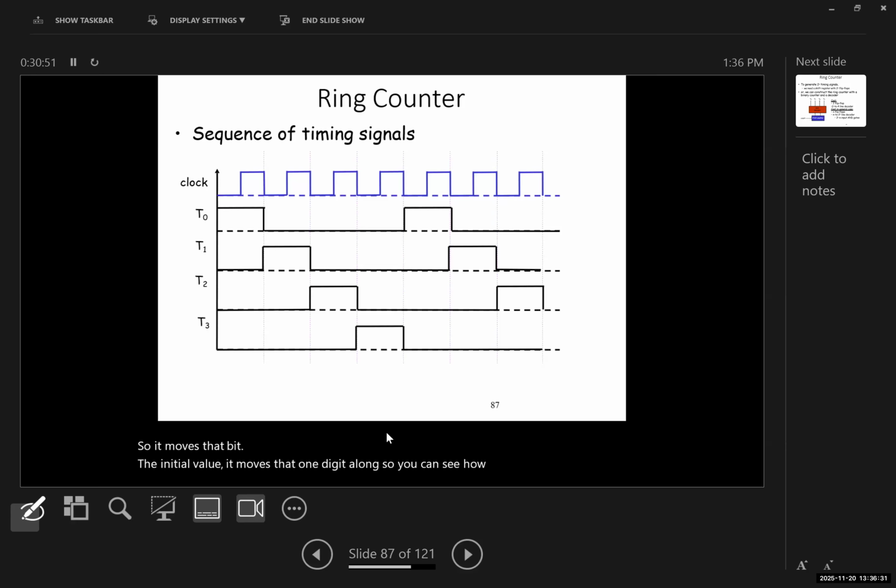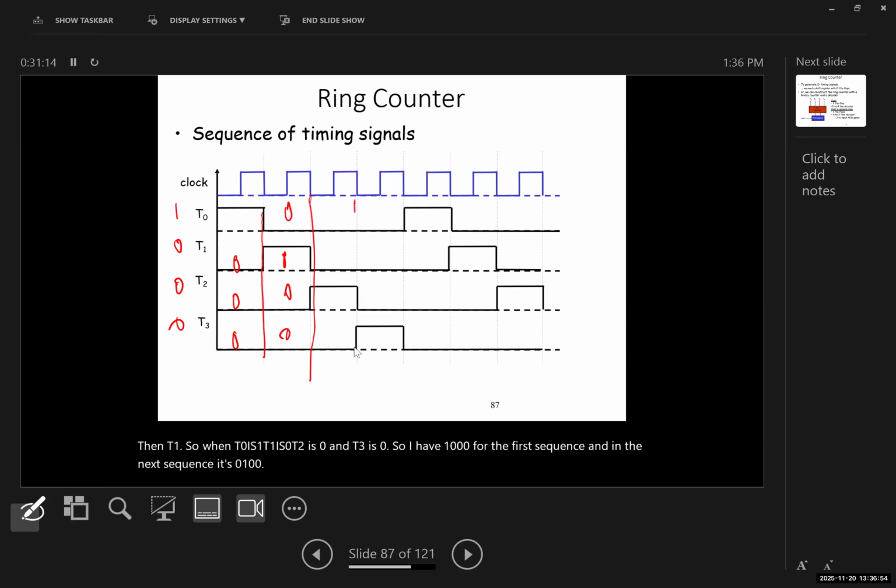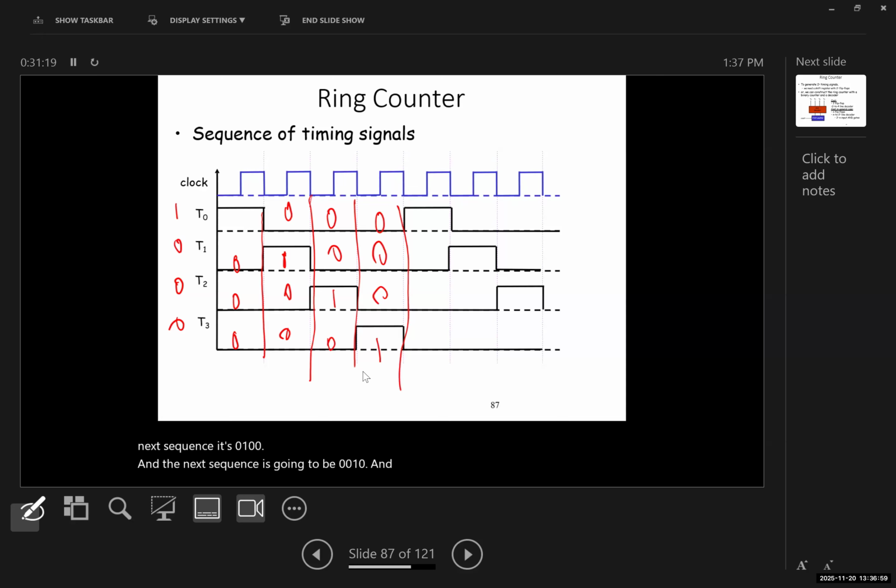In the first sequence, T0 is 1, and the rest of them are 0. So when T0 is 1, T1 is 0, T2 is 0, and T3 is 0. So I have 1, 0, 0, 0 for the first sequence. And in the next sequence, it's 0, 1, 0, 0. And the next sequence is going to be 0, 0, 1, 0. And finally, it's going to be 0, 0, 0, 1. And then it's going to start all over again. So it moves this 1 bit along. This is called a ring counter.